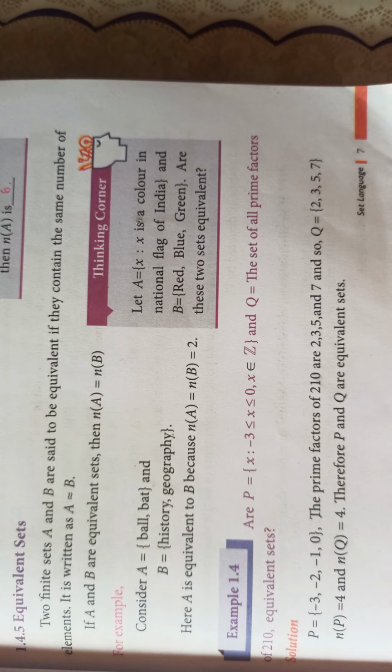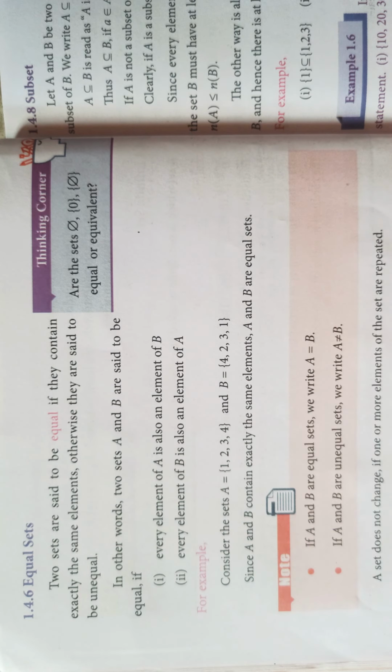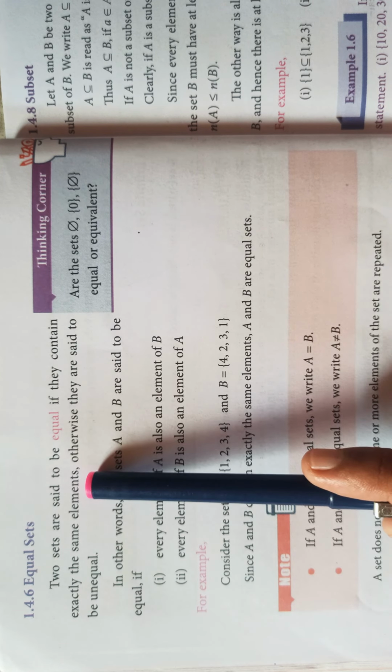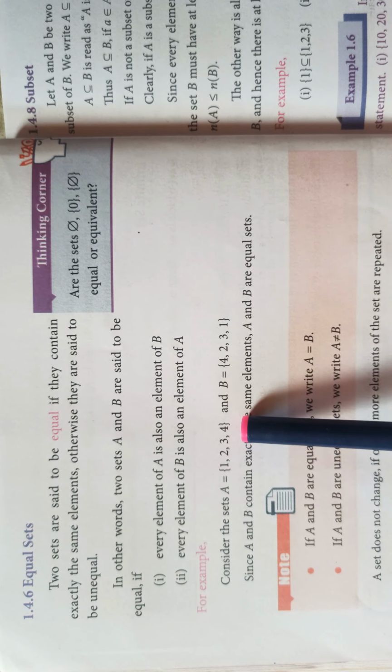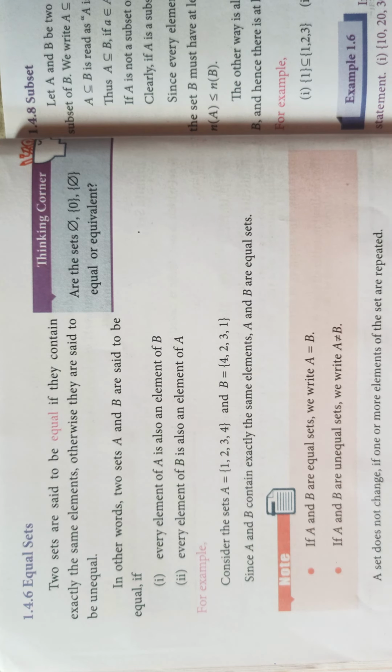Okay. Next. Our next topic is equal set. So when two sets have same elements, they are called as equal. Two sets are said to be equal if they contain exactly the same elements. So you can see the example, A contains 1, 2, 3, 4. B contains 4, 2, 3, 1. So it has same elements, hence it is equal set.